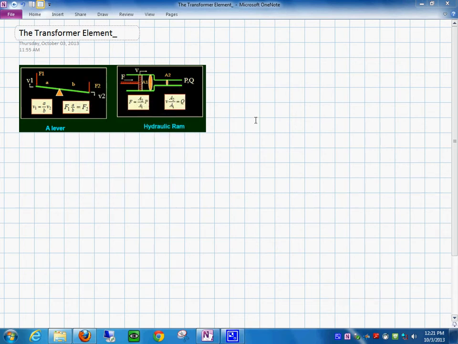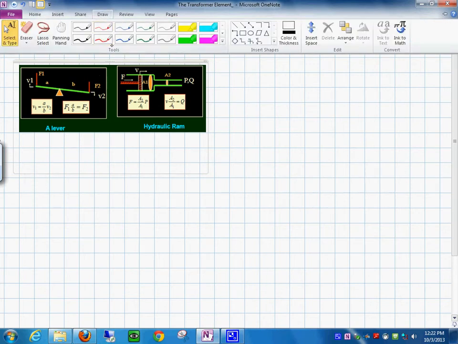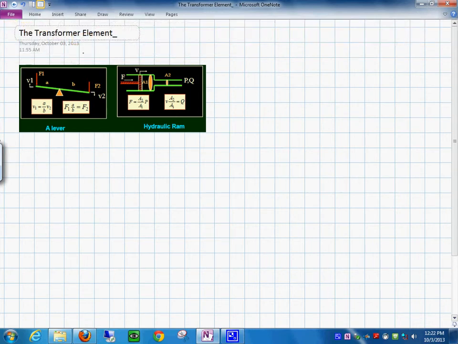We are going to see today the transformer element and what the constitutive equations of the transformer element are. So we have these elements in here so that we can actually derive those equations. Now we were using the different representations: we did it in equation form, in block diagram form, and then in bond graph form.